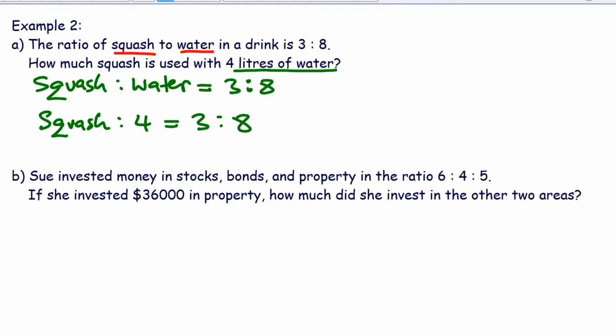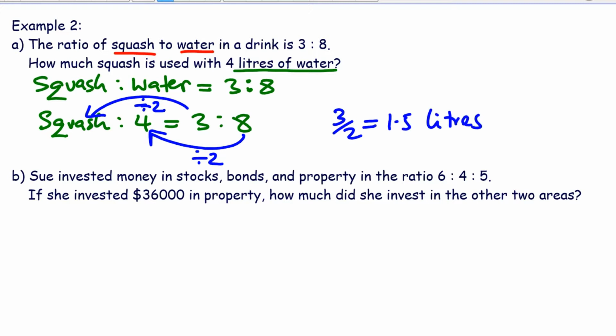So we know that to move from 8 to 4, you divide by 2. You divide by 2, which means to move from here to here, I'll have to divide by 2 as well. Now, 3 divided by 2 will be 1.5, which means we need 1.5 liters of squash.